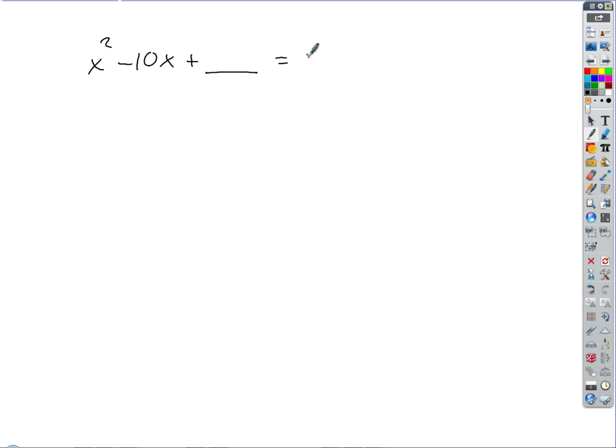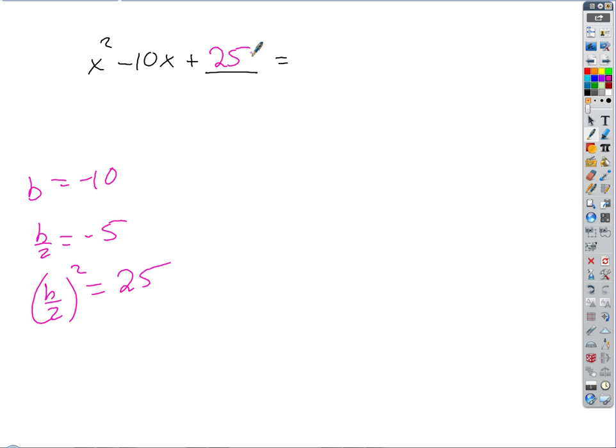What's it going to be? It's going to be negative 5 squared, right? What is b in this case? Yeah, b is negative 10. So what we're really interested in is half of b, which is what? Negative 5 squared is 25, right? So we're going to add 25 to these first two terms to create a perfect square trinomial.